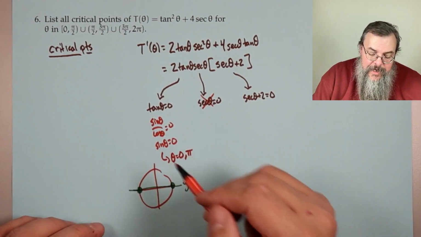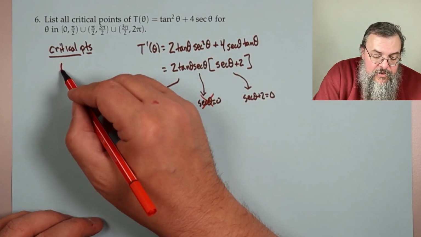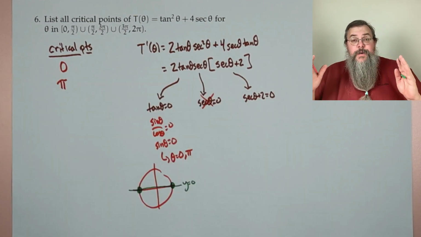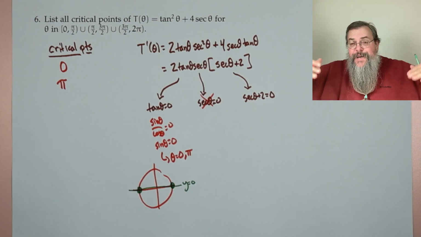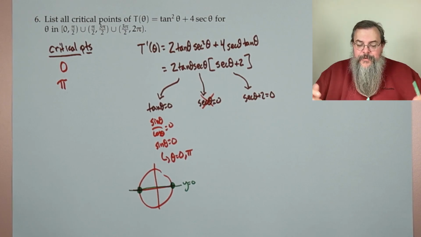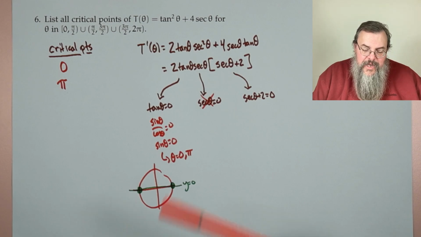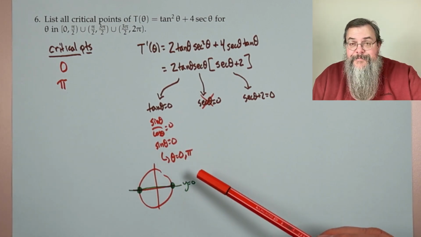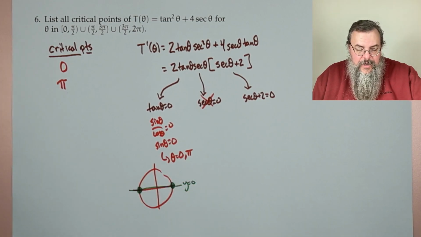Okay, so that says we've got to add 0 and pi to our list. Now, we're only doing 1 full revolution, but it would be 0, pi, 2 pi, 3 pi, so forth and so on. All right, so from tangent equals 0, we get theta is multiples of pi. All right, so we've started our list. Let's keep it going.